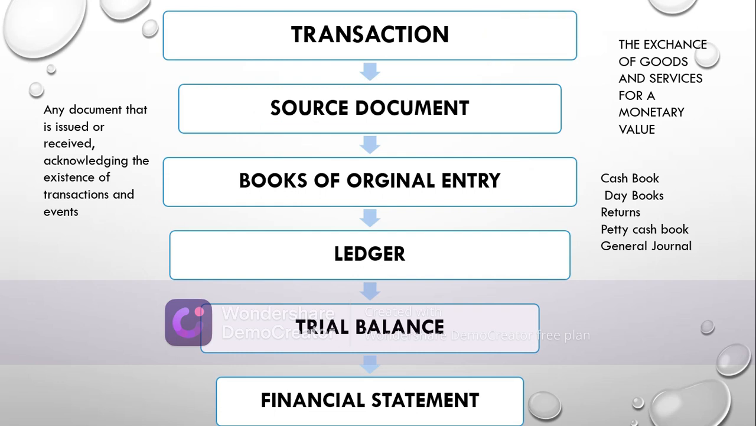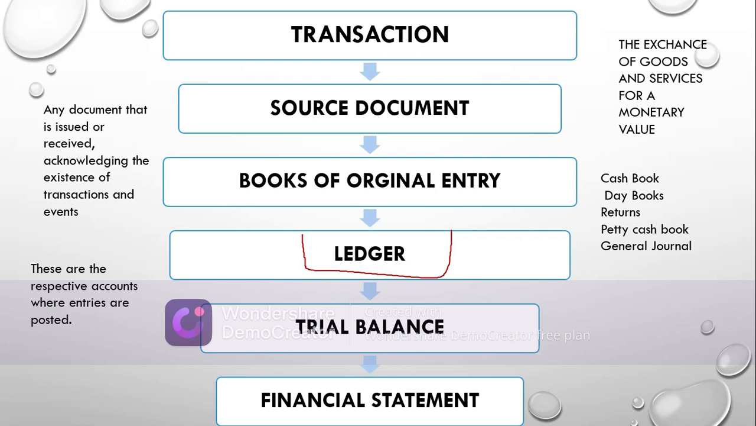Now, the fourth step is the ledger accounts. The ledger account is simply the respective accounts where entries are posted. So after entering or posting source documents in the books of original entry, you then post these entries into the respective accounts. That is what the ledger is for.